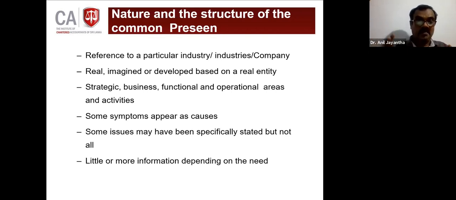But sometimes a specific focus may have been given. No matter, you know the boundary: it can go to several industries, a specific context, a Sri Lankan context, or maybe a foreign context or a combination. But finally, the information is given about a particular entity or a group of companies, but that is an entity. Whether it's a group or an individual company, that is the case.